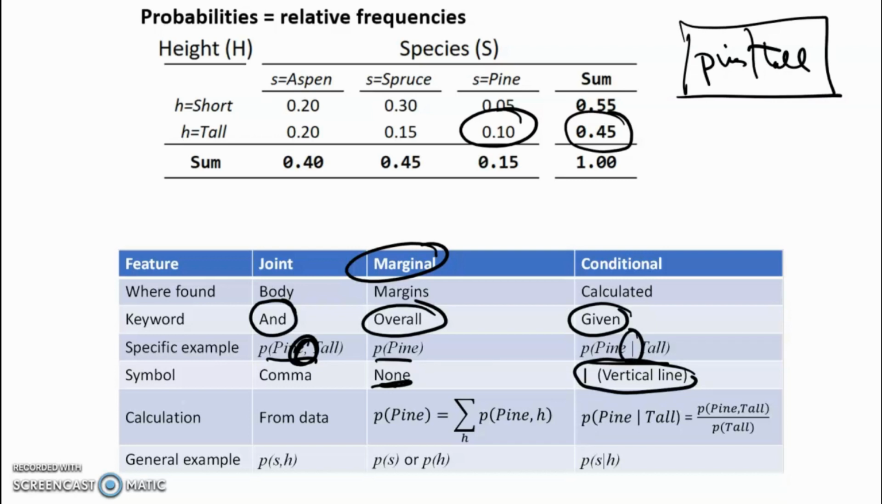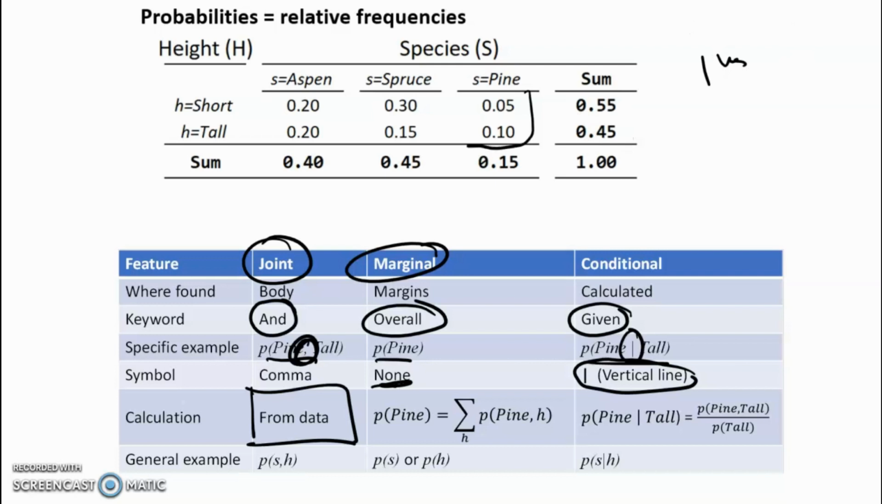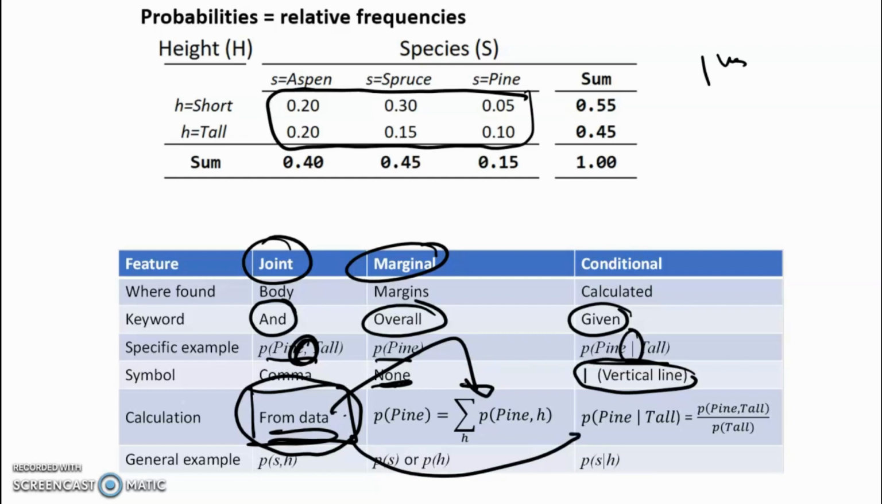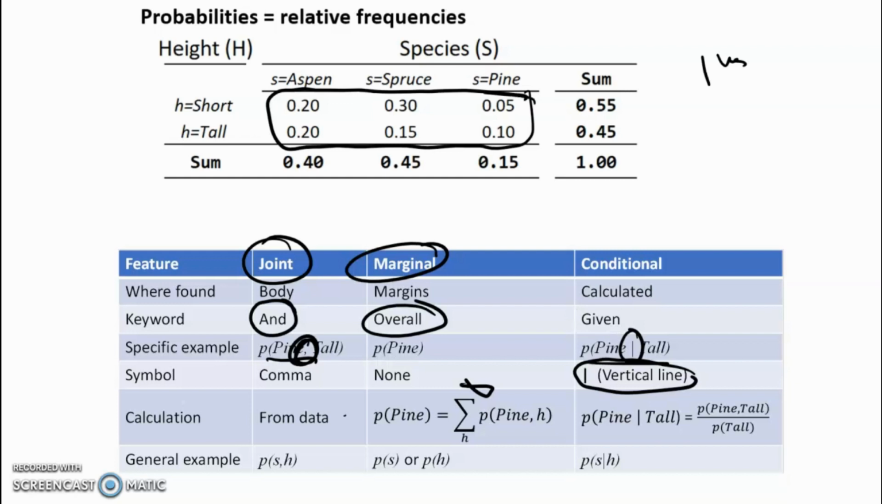In terms of the calculation, for the joint, there is no calculation. The raw data are found in the body of the table. You don't need to calculate these. And the whole idea is that this is the foundational, this is the basic. Starting from here, we can calculate the marginal, we can calculate the conditional, but we cannot go in the opposite direction. So we start off from the raw data and we calculate the marginal probabilities.